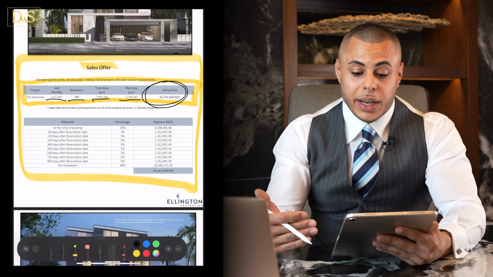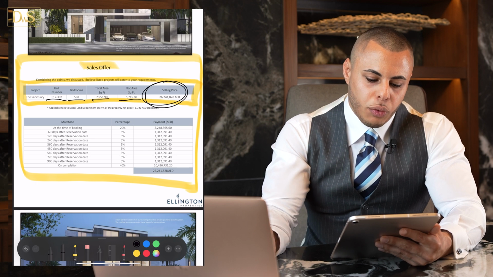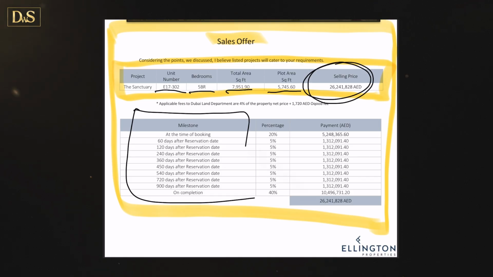That's the first information that we can get out of here, as well as the payment plan, which is extremely important and necessary as well to compare the payment plan. Here we can find a 60-40 payment plan. We can find the milestones over here, okay?